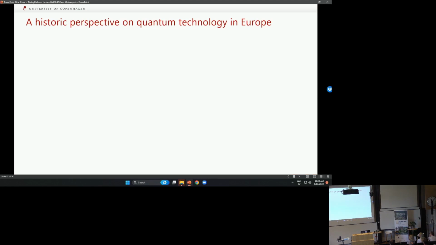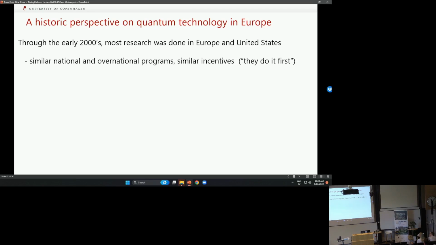Now, finally, a little bit on the historic perspective, except it was all a little bit historical. But I like to make some comments about maybe the difference between Europe and the rest of the world. So through the early 2000s, most research was, in the beginning at least, done in Europe and the United States. There were quite similar national and over-national programs, also because the scientists, both here and in the States, were telling the politicians, they do it first.